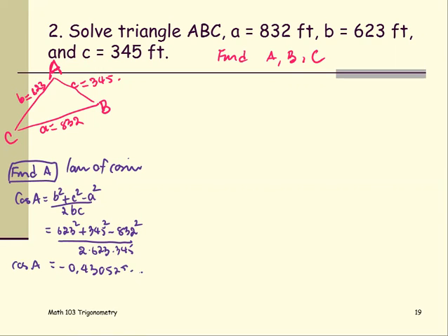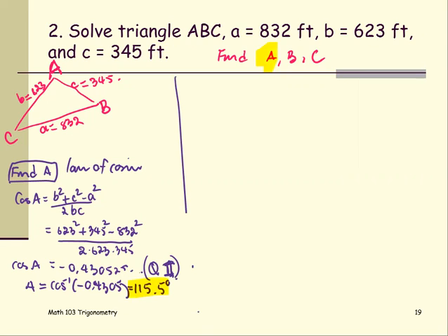The cosine of A is negative. That indicates this is in quadrant 1. No, this is in quadrant 2, sorry. For the answer in quadrant 2, we keep going by finding angle A using the inverse cosine of negative 0.4305. The calculator should give you 115.5 degrees as angle A in the second quadrant. We have one solution down.